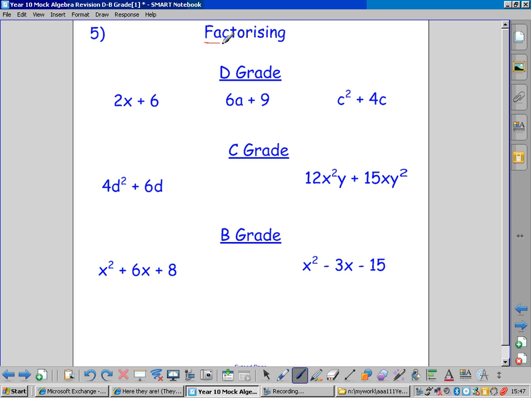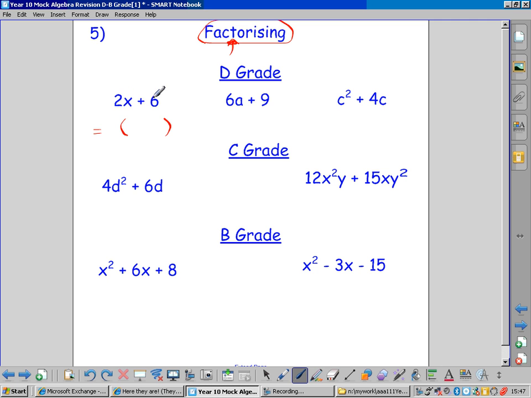Factorising means to put into brackets. It means put into brackets, and it means to do so by finding factors. That's why it's called factorising. So you've got this term and you want to put it into brackets. Because it's got two terms, you should be able to most of the time fit it into one bracket.